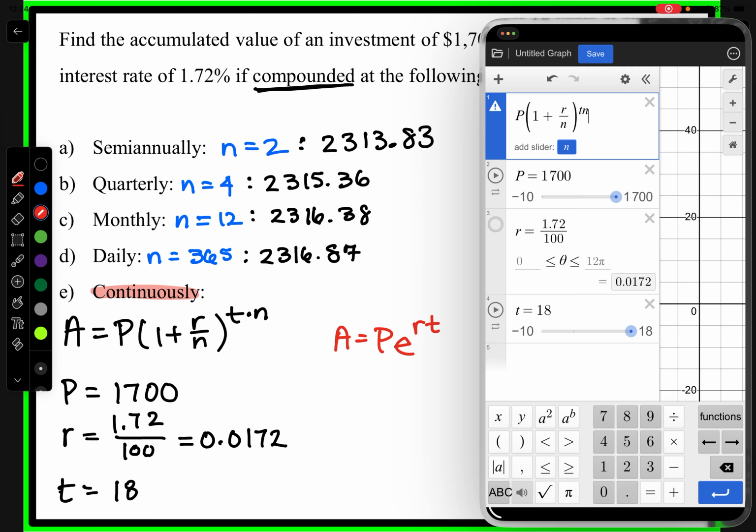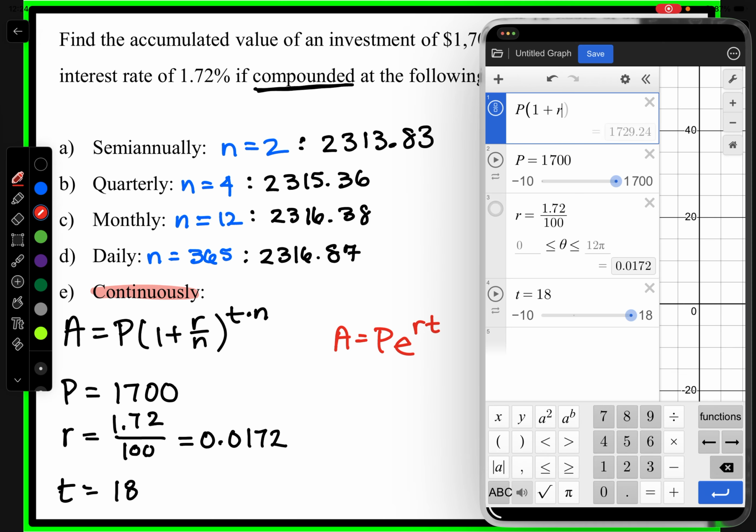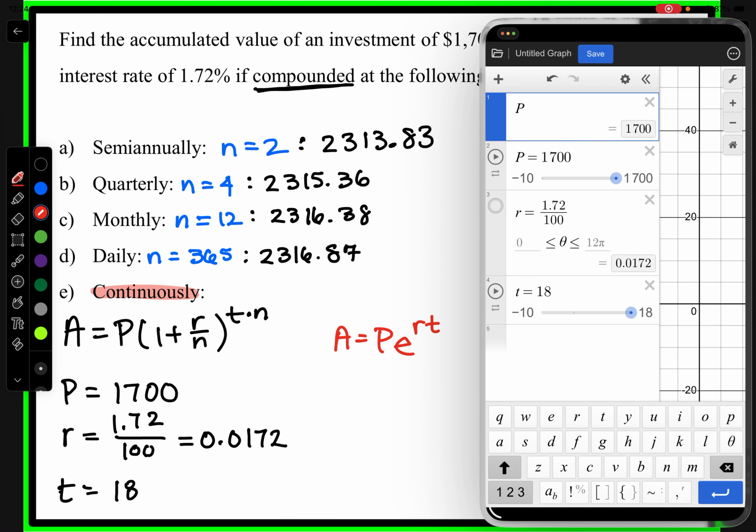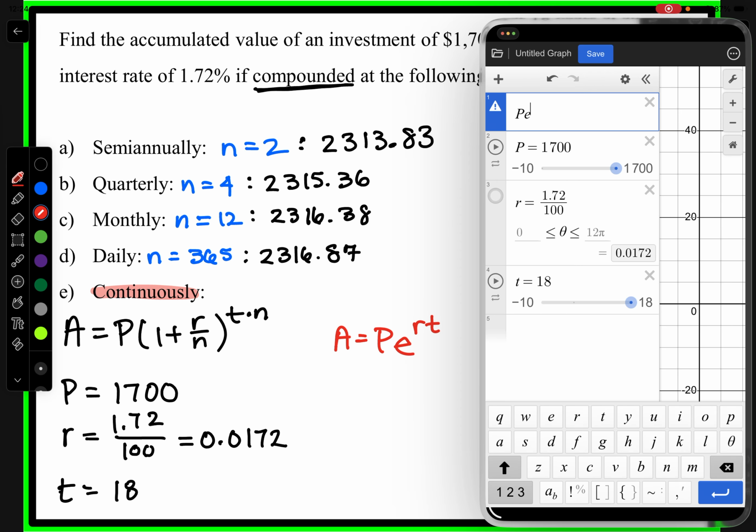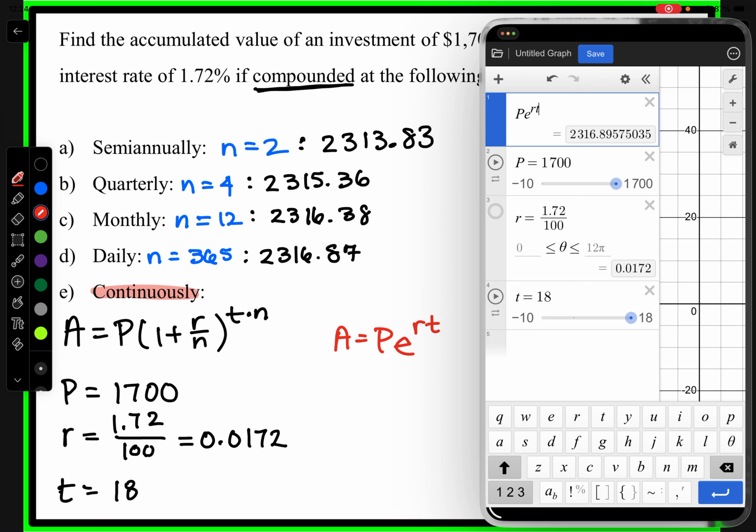The P, the T, and the R are going to stay the same. And what's going to change here is the formula. So E, raised to the R times T power. So RT. You see I didn't change any of the other numbers. And that's going to be now $2,316 with 89 cents.